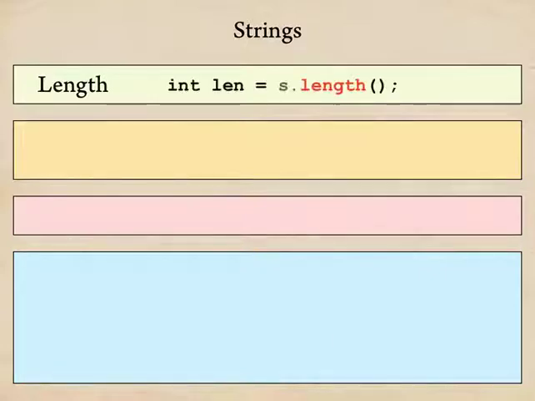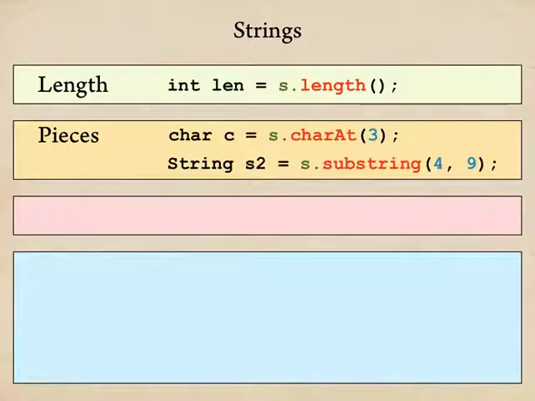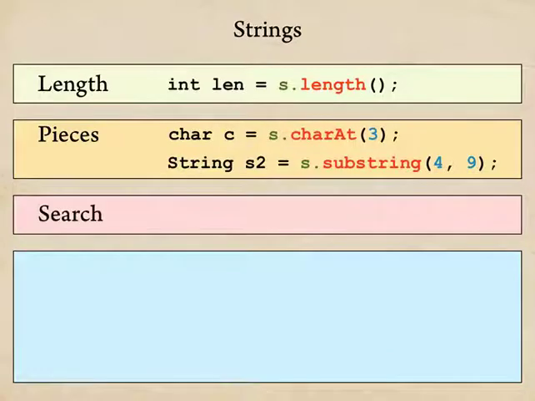name the function. So for example, to find the length of a string, say it's called s, we would call s.length with an open and closed paren because it takes no arguments. And we get back the number of characters in the string. We can get pieces of the string by either calling char_at to get out a single character, or substring to get a range of characters from one index to the second. We can also search a string and find the first location of a substring.